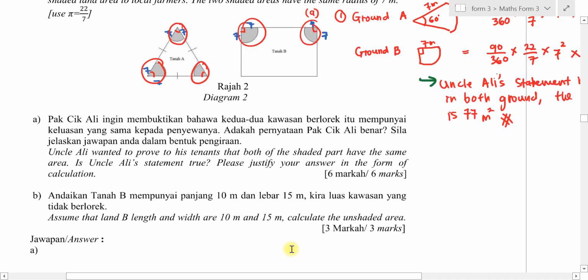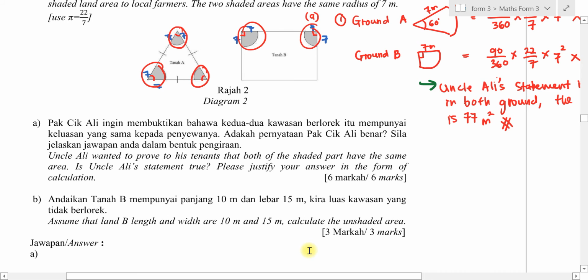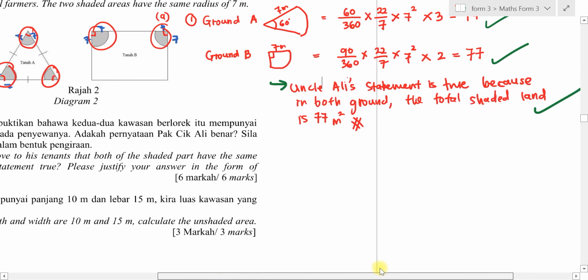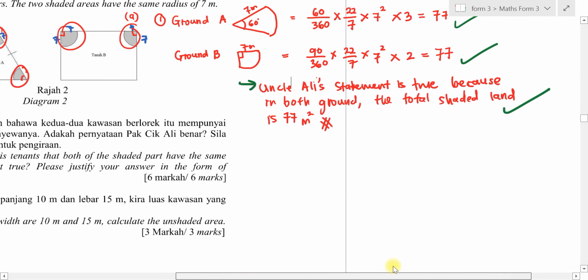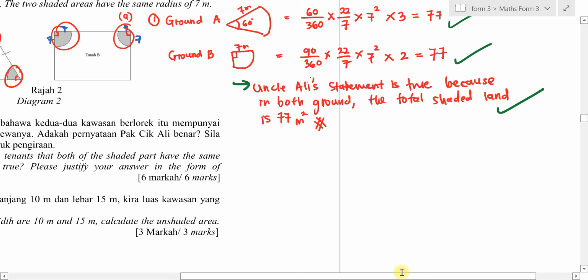Assume that land B have length and width 10 meter and 15 meter. Calculate the unshaded area. Okay. You want the unshaded area. Very simple. So, area of unshaded land. Okay. Area of unshaded land.